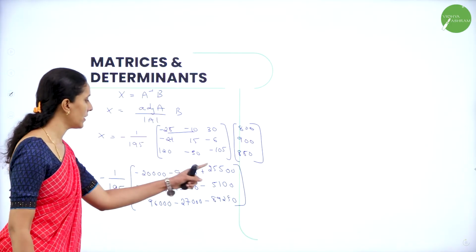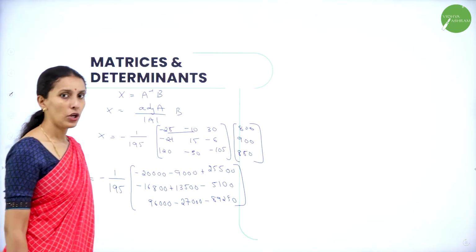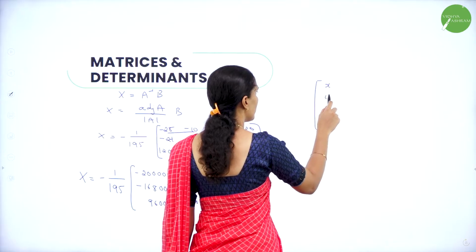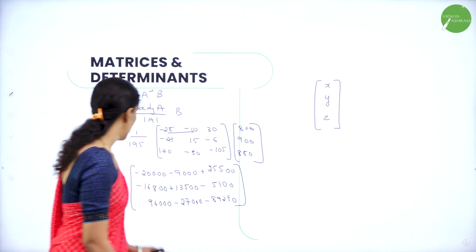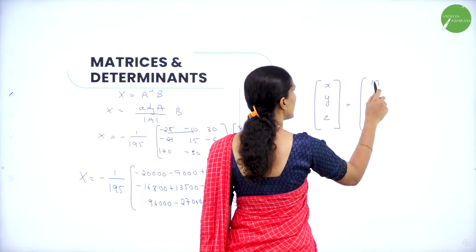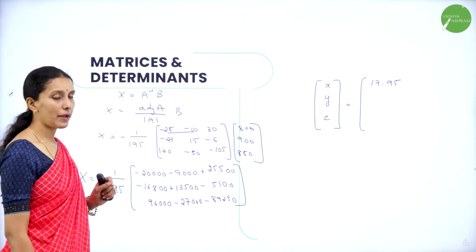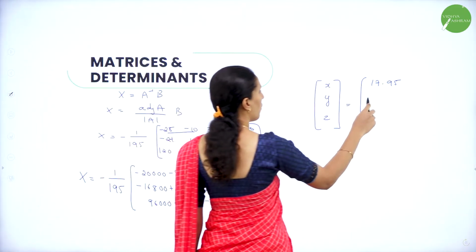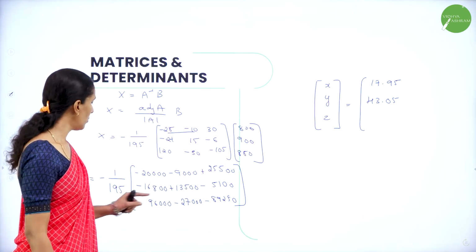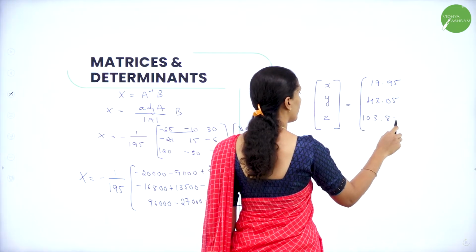So now we have here minus, minus, plus. Adding this and dividing it by minus 195, we will get the solution X. I'll write the matrix X as x, y, z. So adding this and dividing by minus 195, for the first one, we will get it as 17.95. So next, adding the second row and dividing it by minus 195, we will get 43.05. Next, adding the third row and dividing it by minus 195, we will get the value as 103.85.